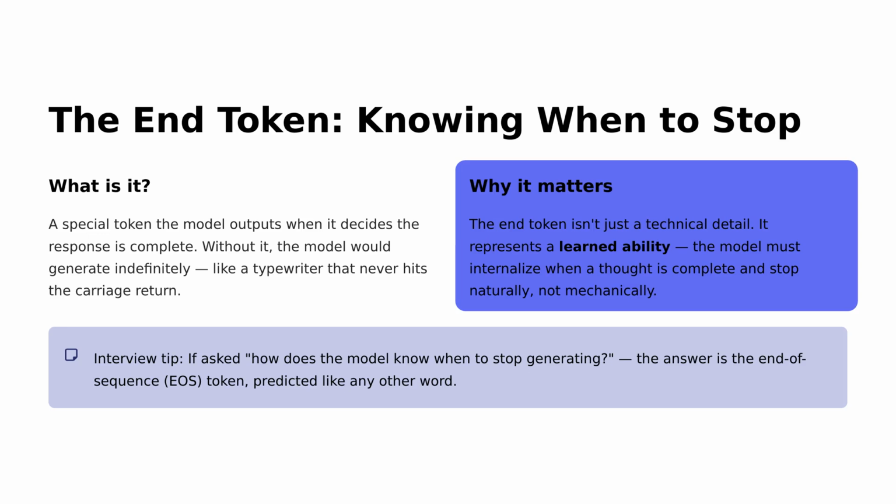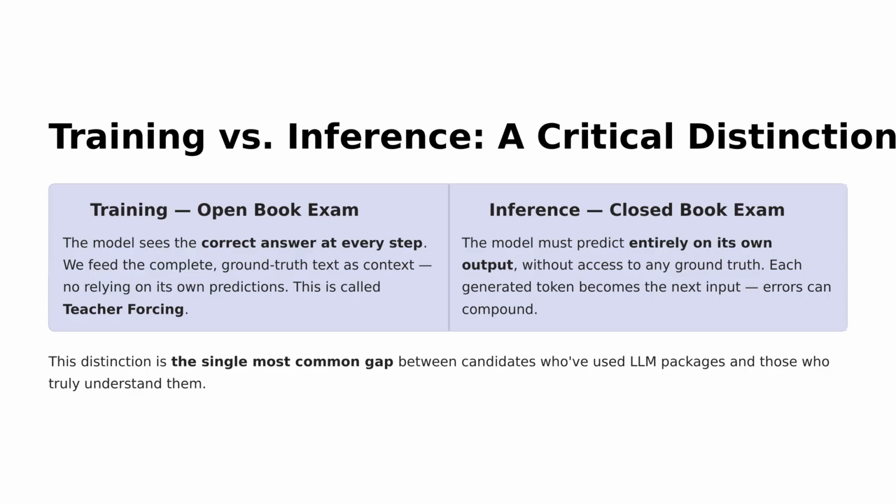Let's talk about the end token. This special token is what tells a model when to stop generating a response, much like a period signals the end of a sentence. Without it, the model would just keep going indefinitely. But it's not just a technical feature. It's a learned behavior. The model must understand when a thought is complete. So if you're asked how the model knows when to stop, remember, it's all about the end of sequence token.